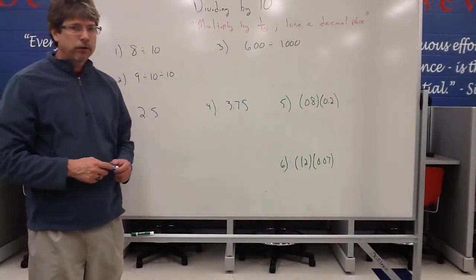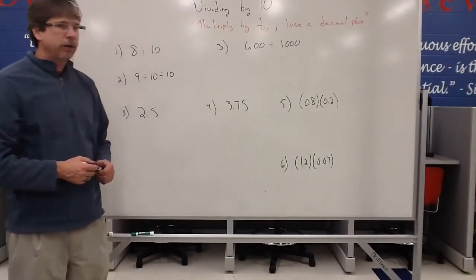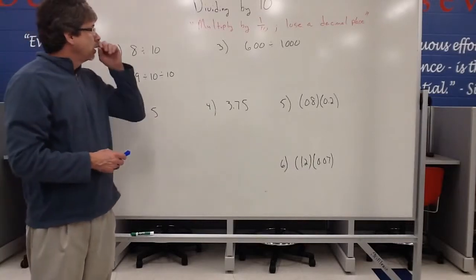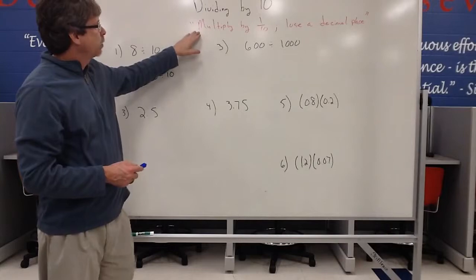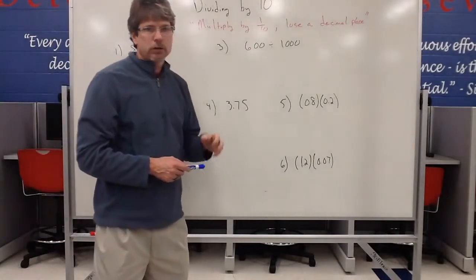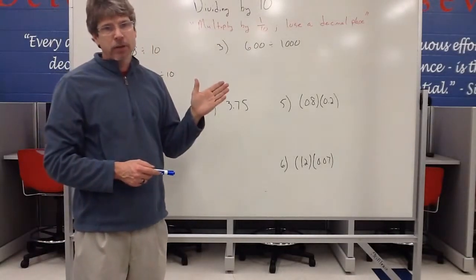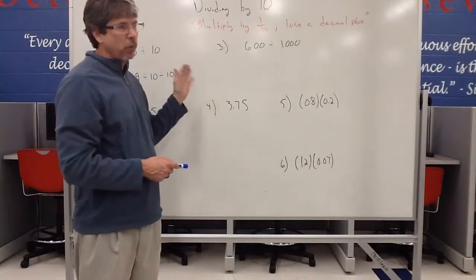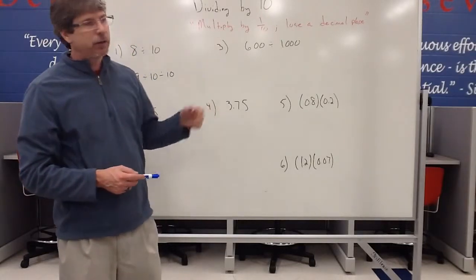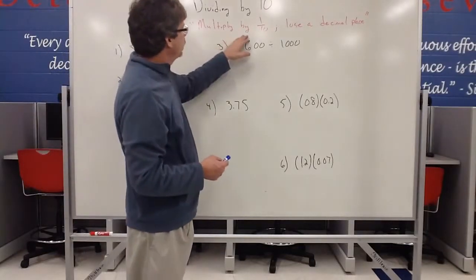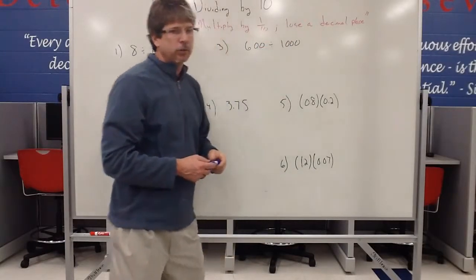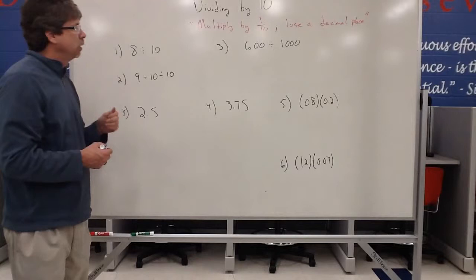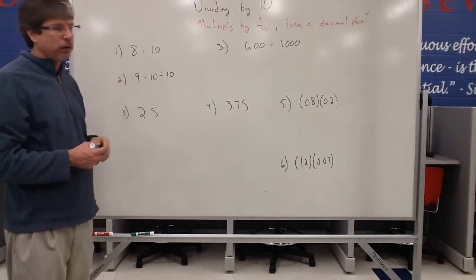So welcome back. Let's look at dividing by 10. Another thing to think about, dividing by 10 is really like multiplying by 1/10. Just like taking half of something means to divide by 2, multiplying by 1/10 kind of means to divide by 10. So multiplying by 1/10 kind of implies losing a decimal place, because when you divide by 10, you're actually going to get smaller.